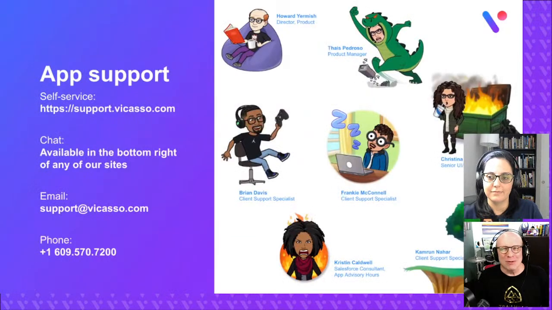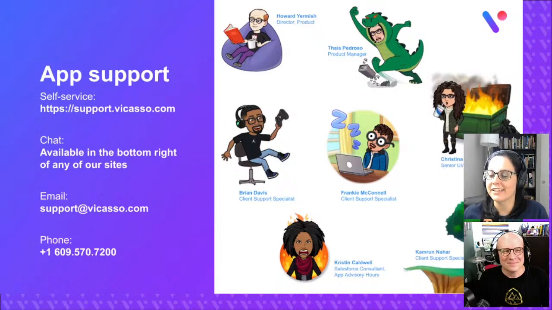What happens if there's a problem? Well, you can chat with us, send us an email, even call us if you want to talk to us, or open a case to the community. We're always here to help, and you're going to get Frankie, Brian, and Kim to help you out on support cases, and they are awesome.